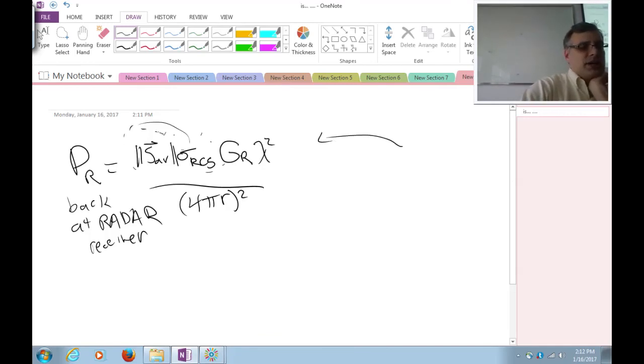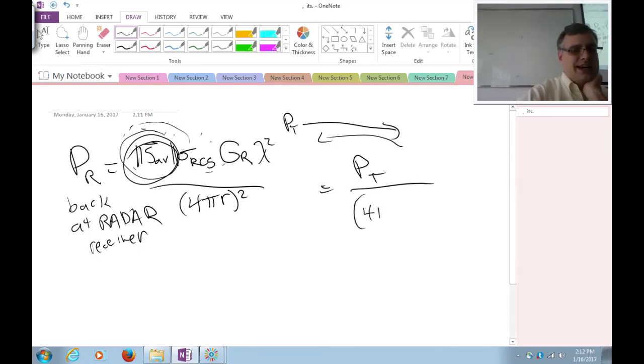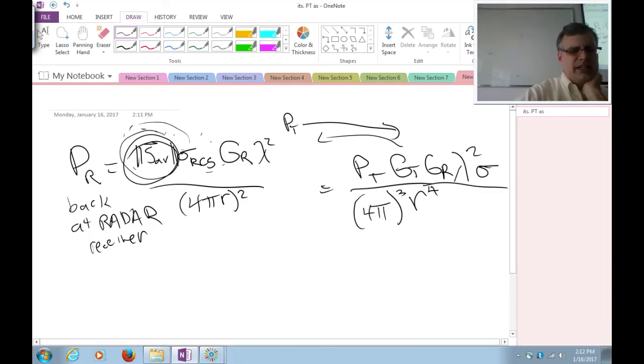And then of course we have an expression for this guy already, right? This guy is what I originally transmitted over here, PT. It had a 4 pi in the denominator, so I can now raise this up to the third power. It had an r squared in the denominator, so this is now r to the fourth. There's a GT, a GR, a lambda squared, and a sigma RCS. And this is my radar equation.